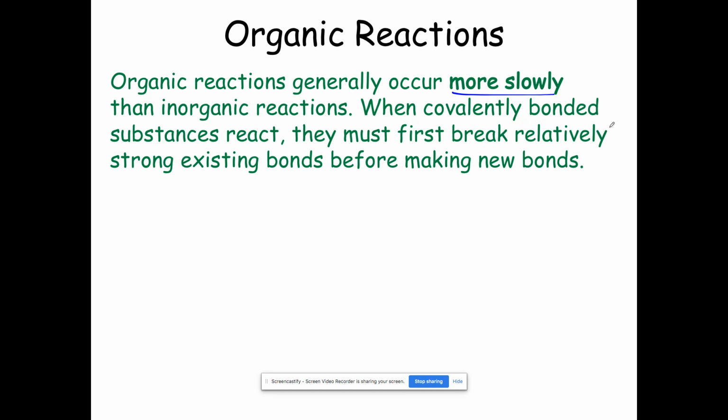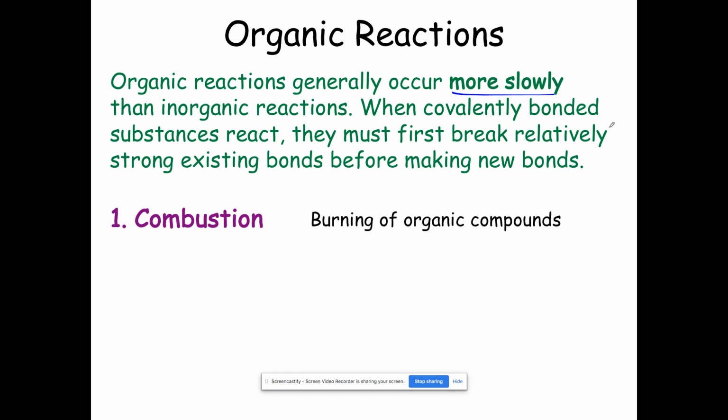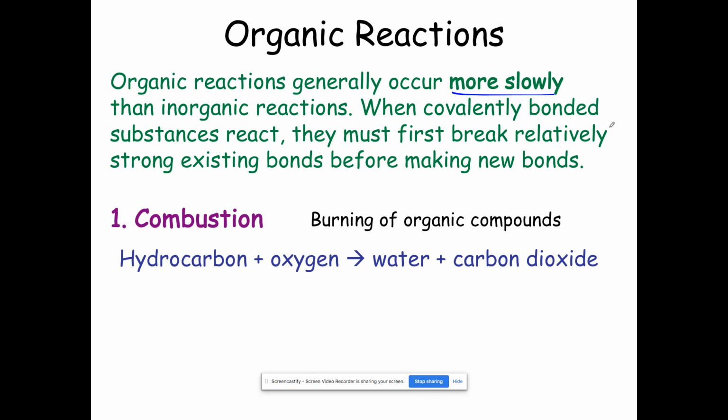So here are our organic reactions. Our first kind is combustion, which we've talked about before. Combustion is the burning of organic compounds. So we have a hydrocarbon, which now we know what a hydrocarbon is. Remember, some amount of carbons, some amount of hydrogens. This is always going to be O2. Why is it O2? Diatomic oxygen. Always going to produce water and carbon dioxide.